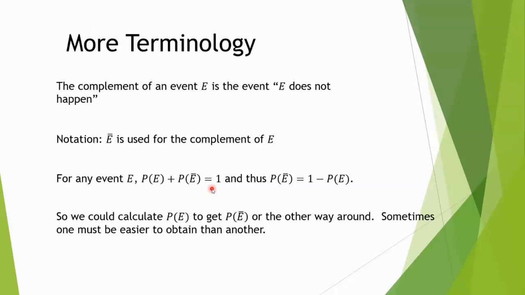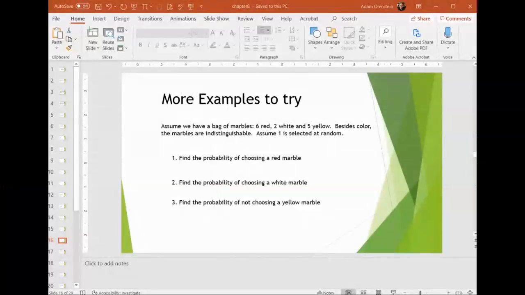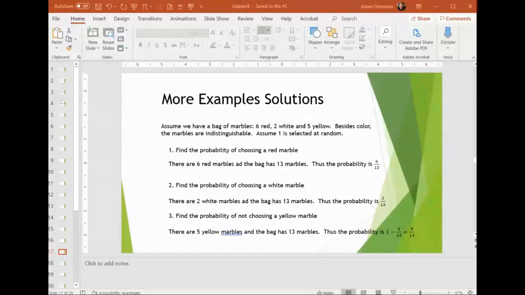In fact, here's another example. Now, I want everyone to try this one. Take about 3 minutes. So here we have this bag of marbles, 6 red, 2 white, 5 yellow. Again, we can't tell the difference between any of them, besides color. So there are 13 marbles altogether. We're choosing one at random.